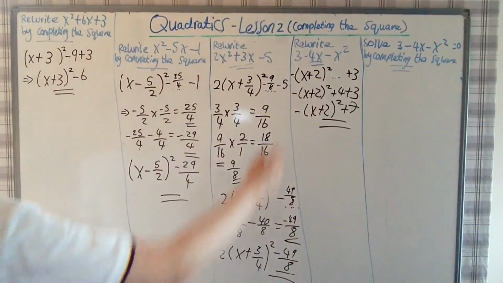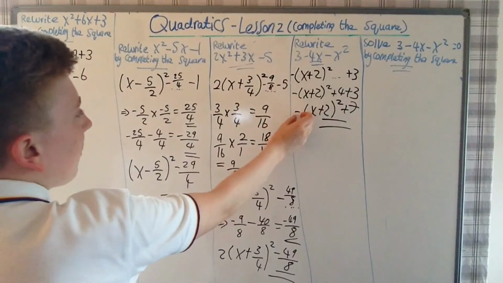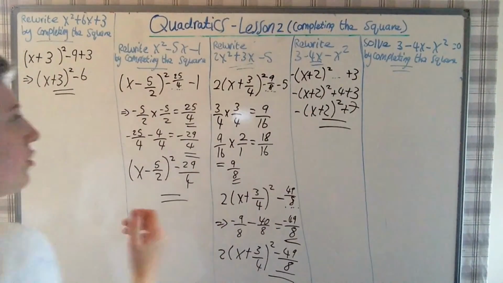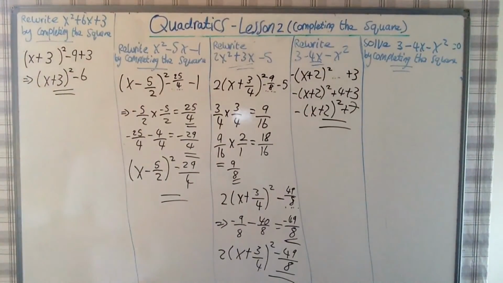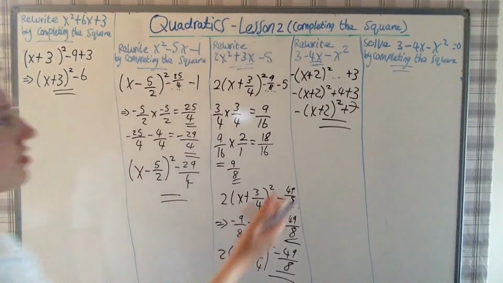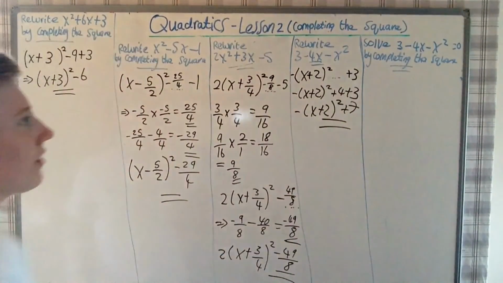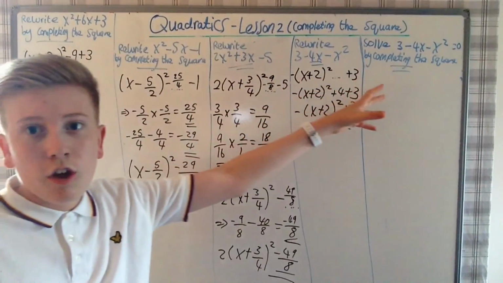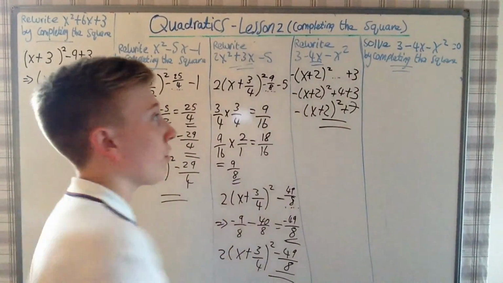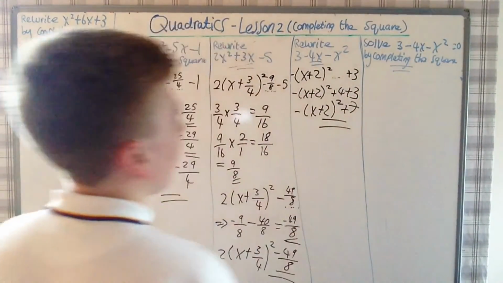All we're doing is writing the negative. So you've got to be careful with this negative outside the brackets because we do have to take it into consideration. Now with the last question, again, this is slightly different. Actually, we're solving here. So when we solve, we have to go one step further than what we have here.